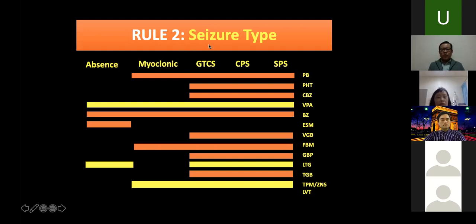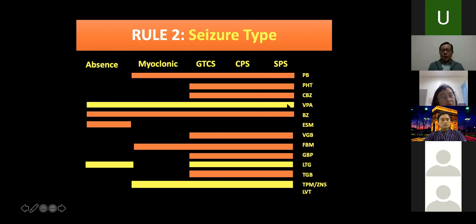Rule number 2, follow the seizure types. Just focus on those with the yellow bar. The yellow bar covers a lot of other generalized seizure types, mainly myoclonic seizures and absence seizures. This is generalized tonic-clonic seizure, GTCS. CPS is complex partial seizure, or what we call focal seizure with impaired awareness, FIAS. SPS is simple partial seizures in the past. We call it focal aware seizures.